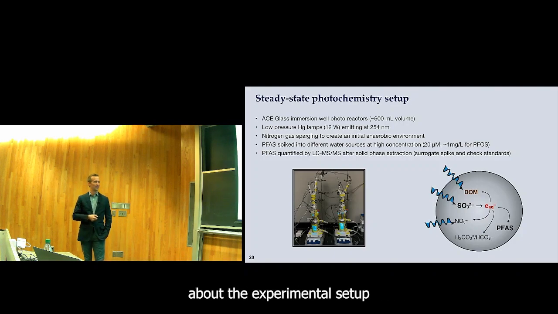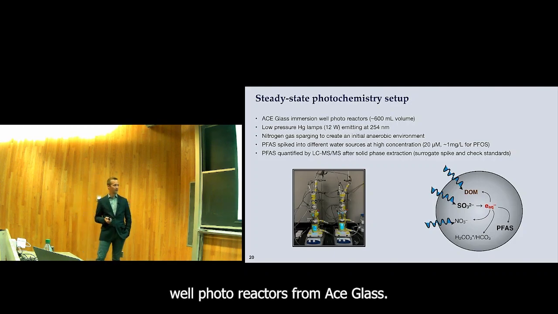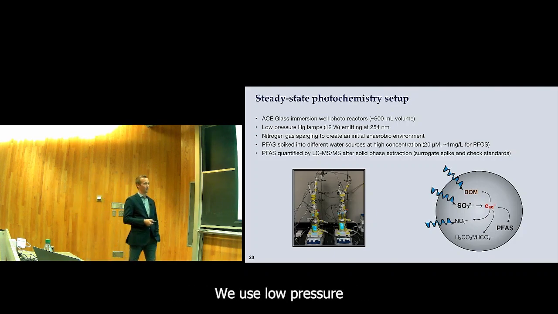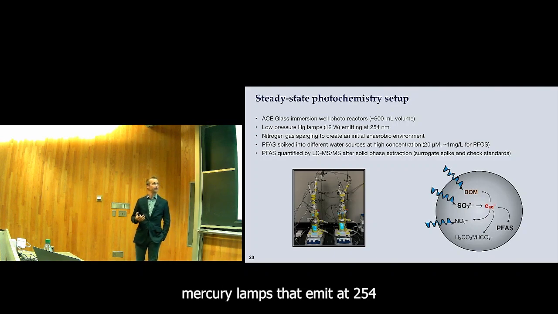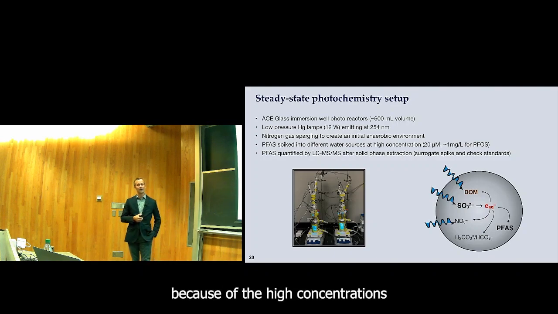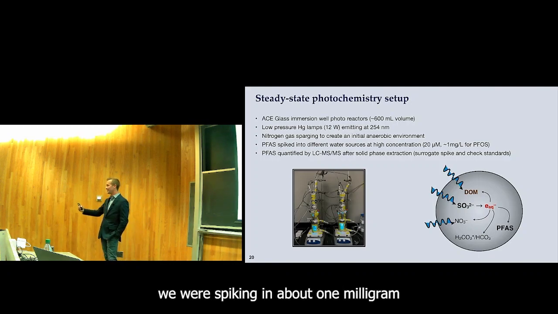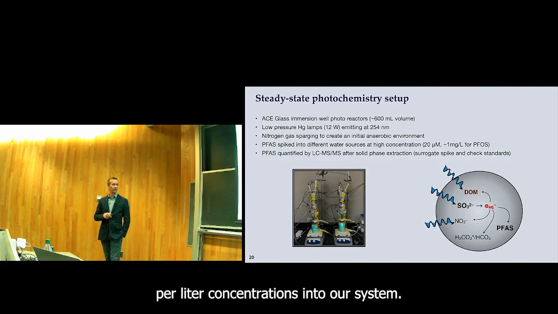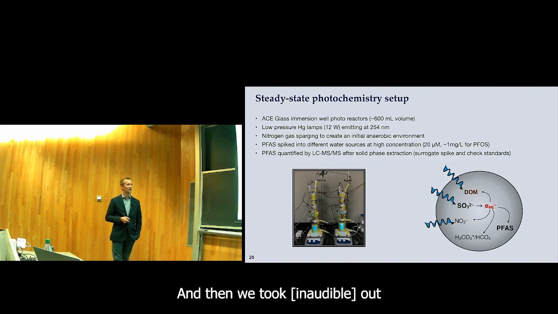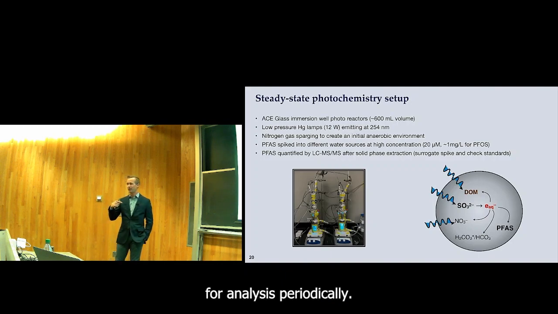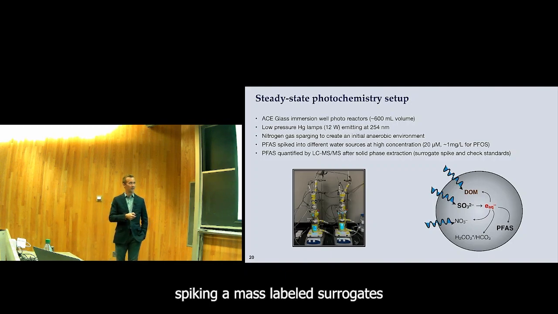This is a little bit about the experimental setup we were using. They're these immersion well photoreactors from Ace Glass. We used low pressure mercury lamps that emit at 254. Because of the high concentrations of PFAS expected in destructive technologies, we were spiking in about 1 milligram per liter concentrations into our system. And then we took aliquots out for analysis periodically and did spiking of mass labeled surrogates and kind of all the QA/QC stuff you would do for PFAS.